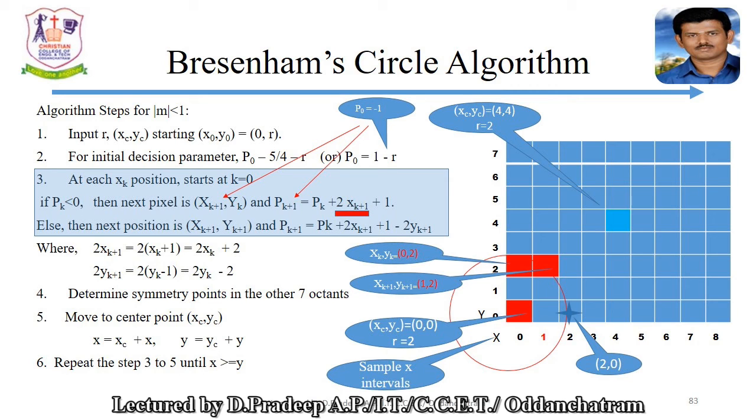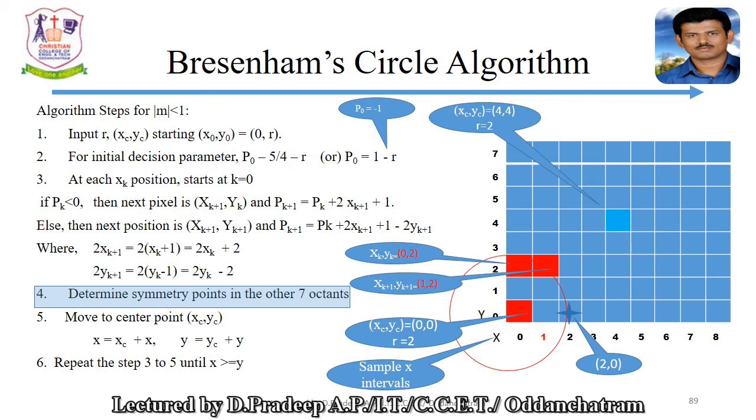Here we have to calculate 2xk plus 1. Here xk is the newly found boundary point. So 1 into 2, we get 2. In the same way we can use the current position xk comma yk also. So both give the same answer. For our convenience, we can use either one.